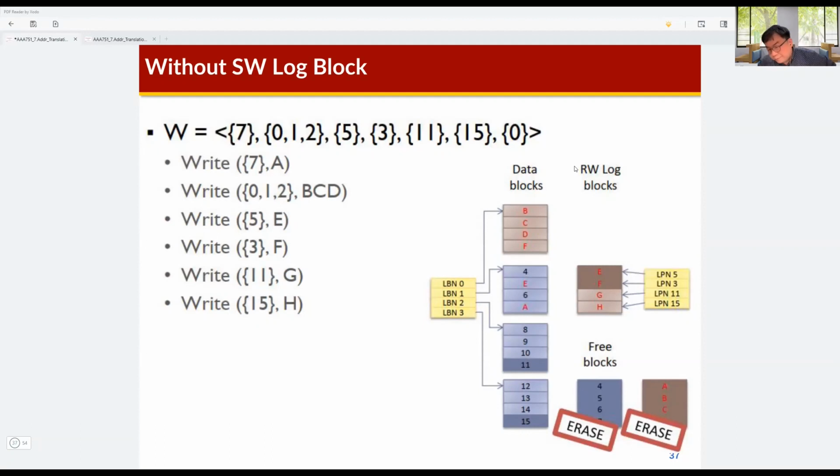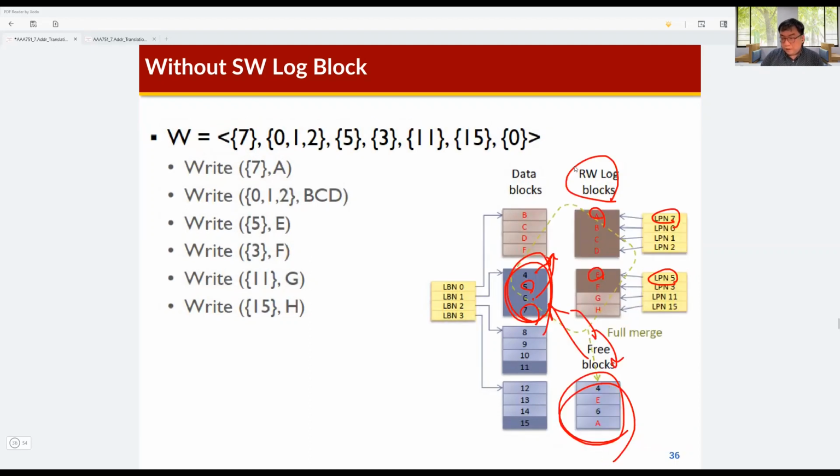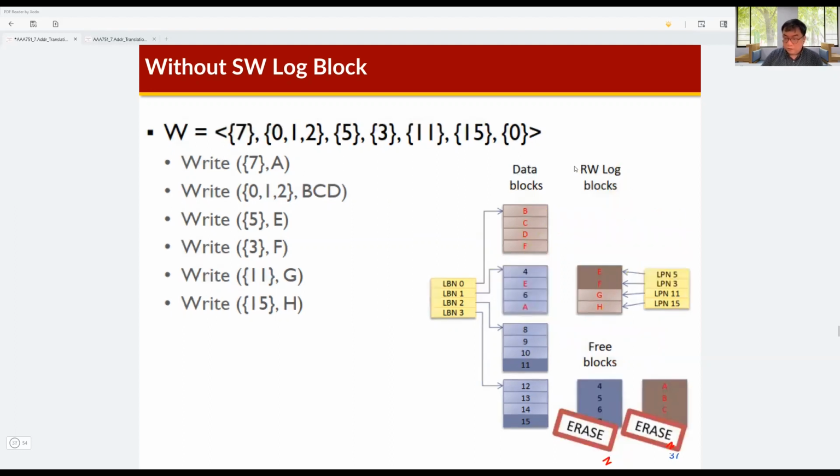And then to make a new empty log block, we need to perform the erase operation. In this case, the old pages inside of this log block are updated to the new data block, so we can erase this log block. Also, we can perform the erase operation for this data block. So this operation will cause 2 erase operations. Okay.